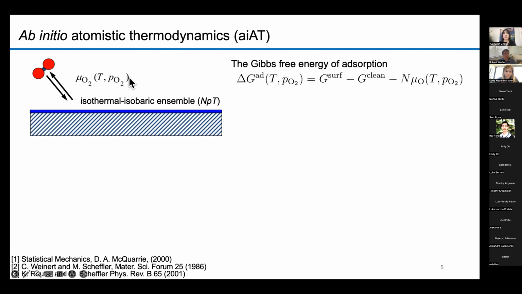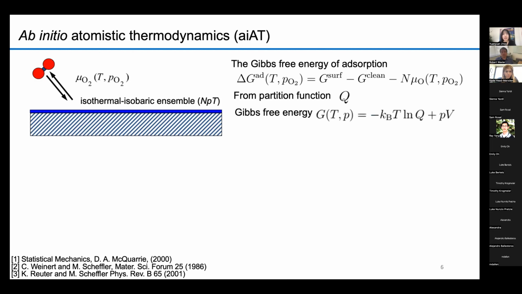The appropriate thermodynamic potential to describe the system is the Gibbs free energy of adsorption, which can be calculated as the Gibbs free energy of the whole surface minus the Gibbs free energy of the clean surface and minus the number of adsorbed oxygen atoms times the oxygen chemical potential. The Gibbs free energy can be calculated from the partition function, and for the ideal gas approximation, the partition function can be the product of the individual partition functions. For instance, the translational one, rotational one, vibrational one, and the electronic and configurational partition functions.